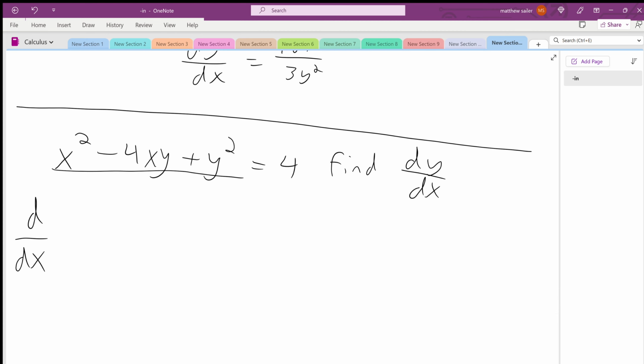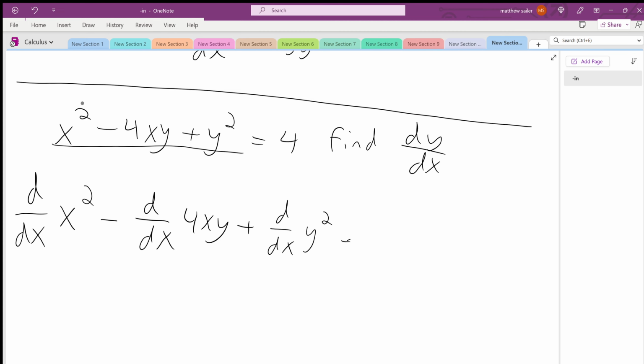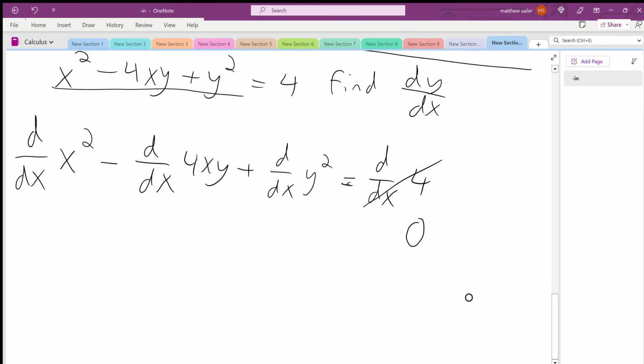I'm actually going to just write each piece out ahead of time so I'm not copying the same equation over and over again. So this is going to be the derivative with respect to x of x squared minus the derivative of 4xy plus the derivative of y squared equals the derivative of 4. So same as the problem above, the right hand side is just 0 because the derivative of a constant is 0. Alright, so let's start with this piece on the left hand side.